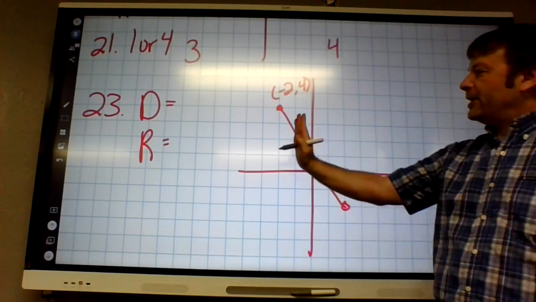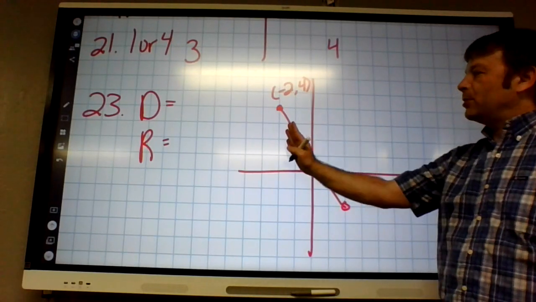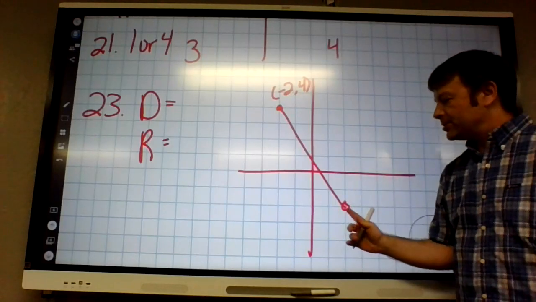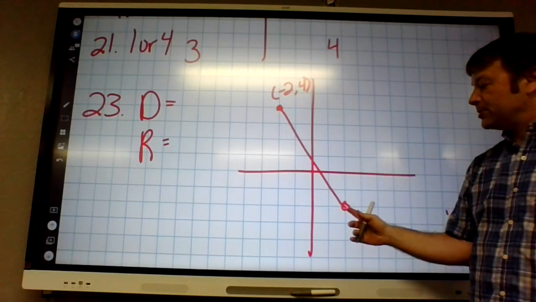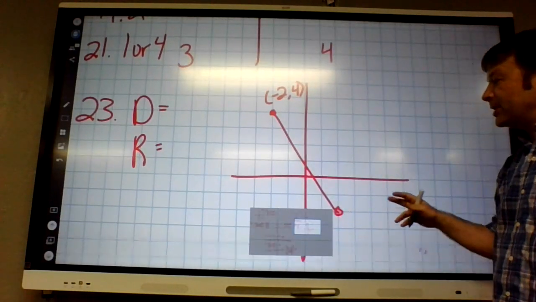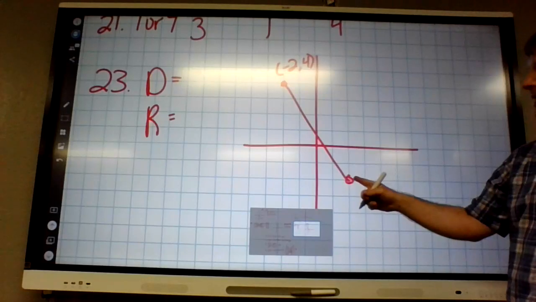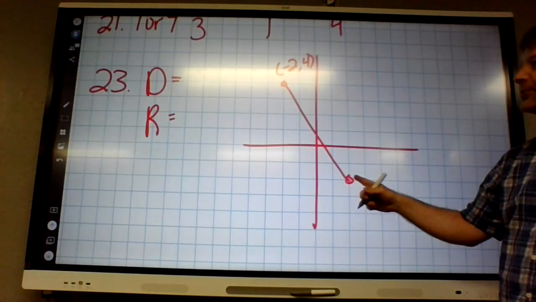All right, and then how far right does it go? What's the largest x value? Almost 2. Because what's this open circle right here mean? Anything but 2. Yeah, it goes right up to that point, but it doesn't quite make it.